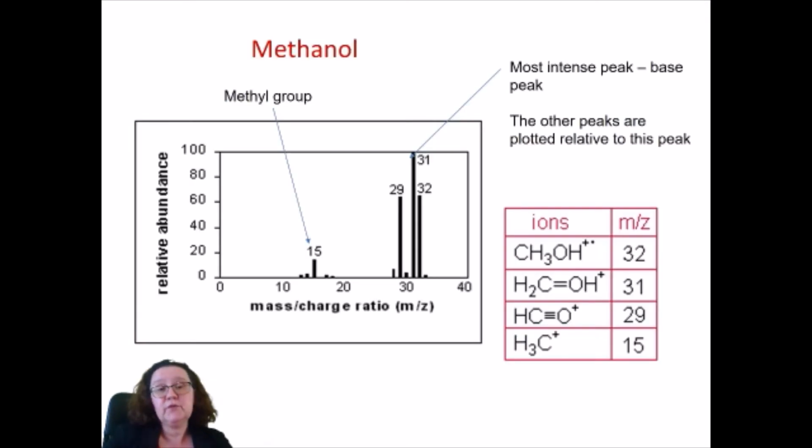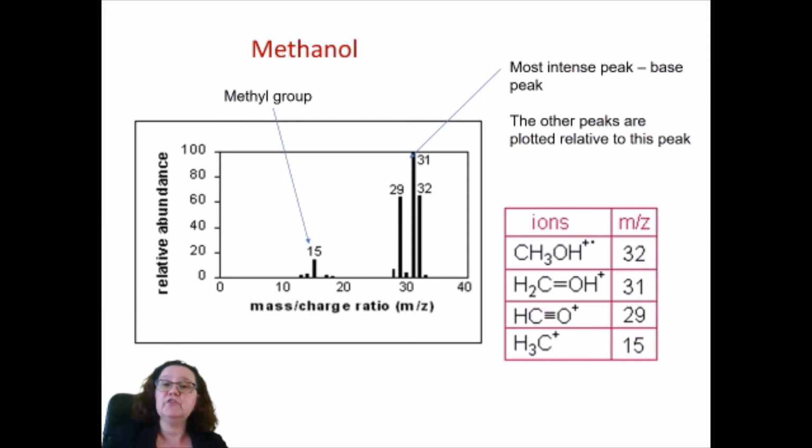So if we look at a very simple molecule, for example, the molecule of methanol, this is the mass spectrum of methanol, and you can see that you have the peak that corresponds to the molecular ion, which is 32, the molecular mass of the compound, but you also have the most intense peak, the most abundant ion, which may or may not be the molecular ion. Very often it is not. In this case, it is the peak at 31.